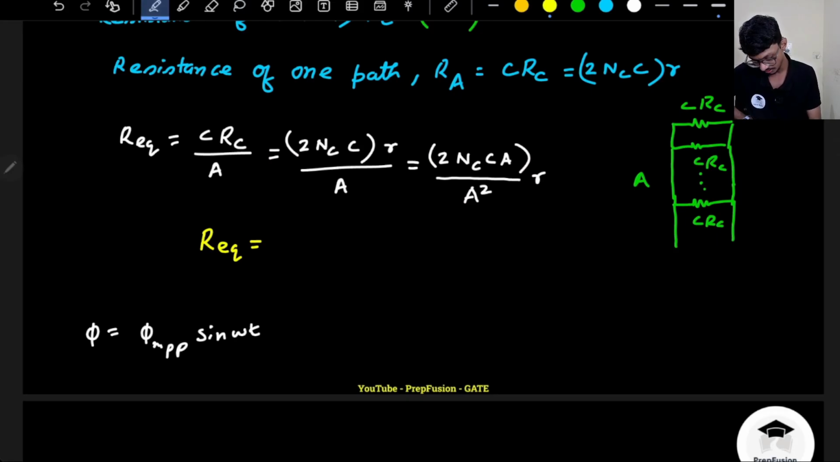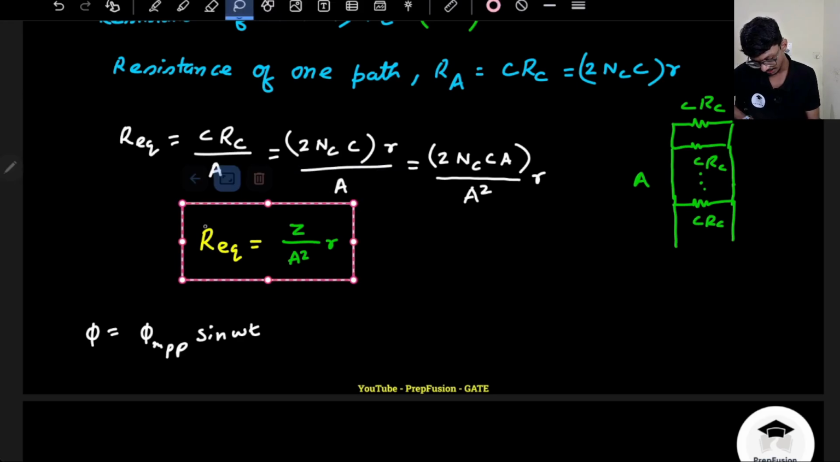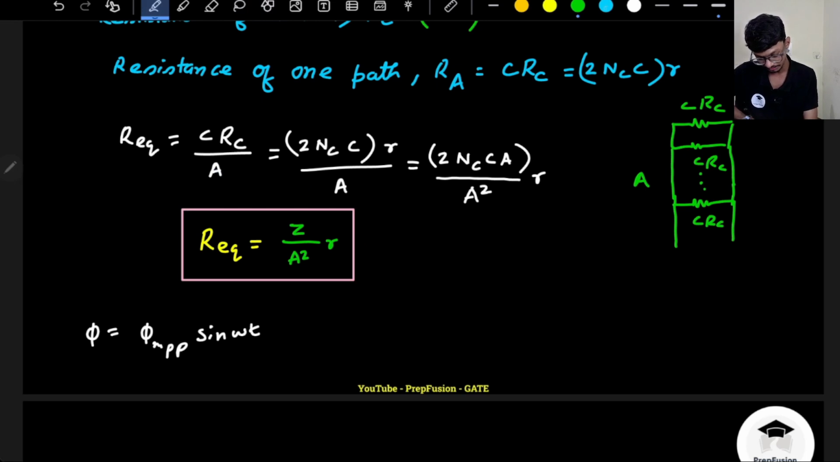So here R equivalent will be equal to Z upon A square R. Now remember, whenever you are making short notes here, remember which term is what. I know GATE will trick you one day. GATE will trick you that this R, remember, is resistance per conductor. If the definition of small r changes, then the formula will also change. So please keep that in mind.